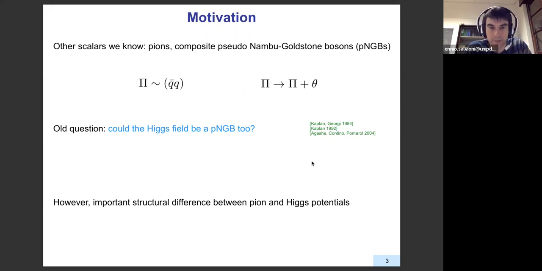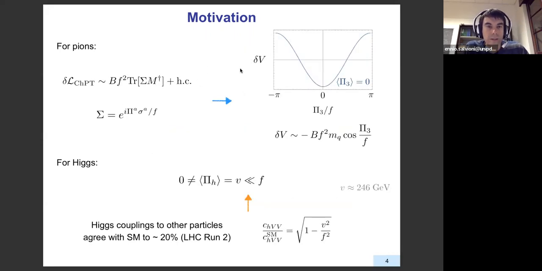Of course, this has a very strong history that I will not recap completely, but I just want to point out one aspect of it, which I'll be discussing today: there is an important difference between the pion potential and the Higgs potential. The difference is sketched in this slide. For the pion potential, here I just took the contribution from the quark masses. We know that the minimum sits at 0. This is the neutral pion. So the potential takes a form of this type, a cosine of pi over f.